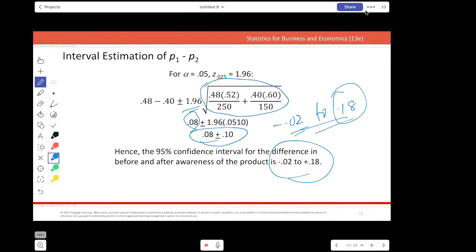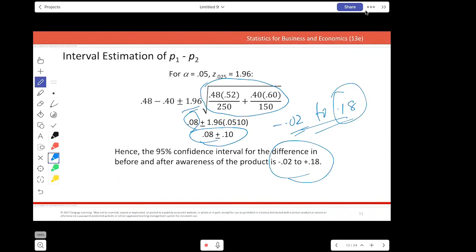And that interval goes from negative 0.02. So if the difference happened to be negative 0.02, in other words, negative 2%, that means that the proportion who are aware before is actually larger. If it is 0.18, then that means after is larger. But what if it is 0? There is 0 in that interval. I mean, if you go from negative to positive, you have to cross the 0 point.